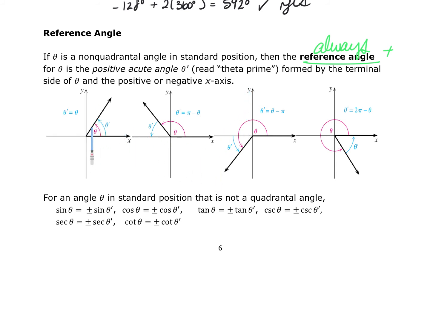So if I'm in quadrant 1, and the angle that I'm looking at is less than 90 degrees, my reference angle and my angle are the same thing, because the shortest distance back is exactly where I start.